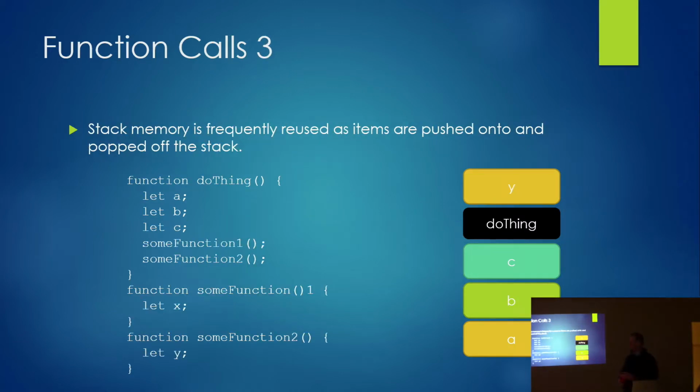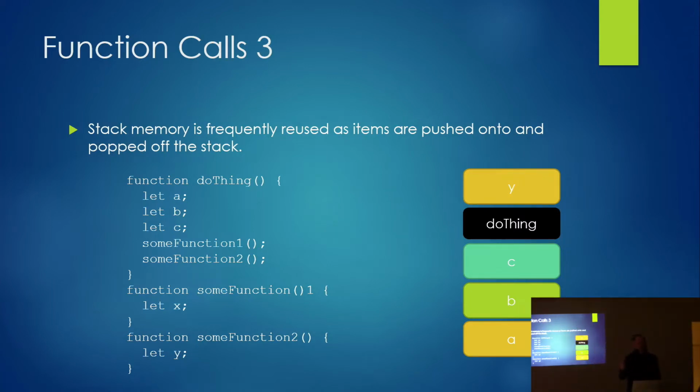All right, so in terms of any sorts of function calls that we might do, something like do thing here would push A, B, and C on the stack. When it called some function 1, it would put do thing on. We got to some function 1, we put in an X. Then when we were done with this, we pop off the X into do thing. Then we call some function 2, we put do thing back on, we call Y. So our stack's doing this over and over again.